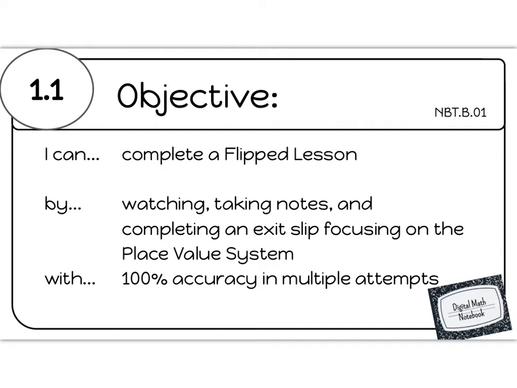The first thing you will see in every lesson is the lesson objective. Today's lesson objective is: I can complete a flipped lesson by watching, taking notes, and completing an exit slip focusing on the place value system with 100% accuracy in multiple attempts. At the bottom of the page, you will see an icon that says Digital Math Notebook. The first thing that you need to do is pause and type or write this objective in your digital math notebook. Please pause to do that now.